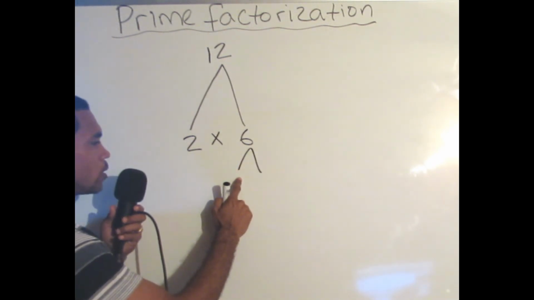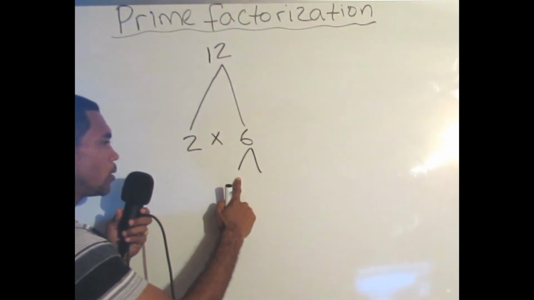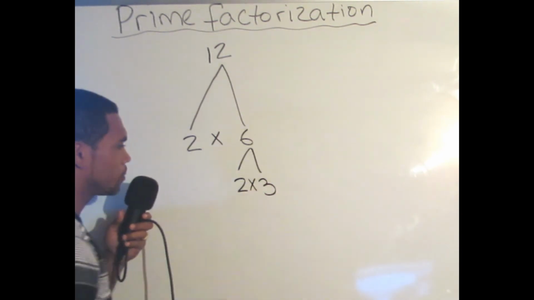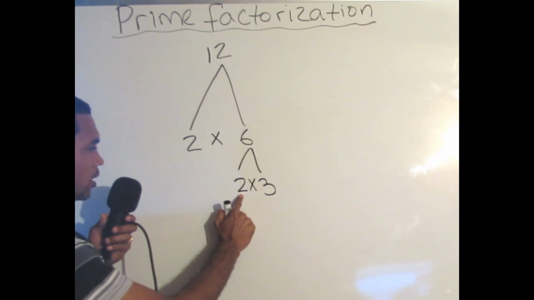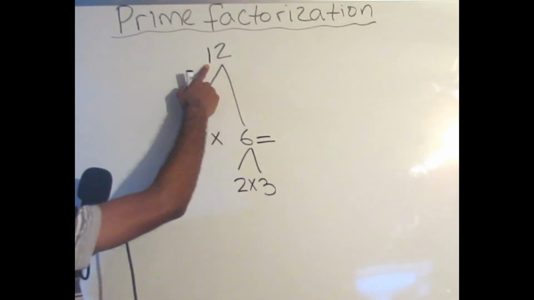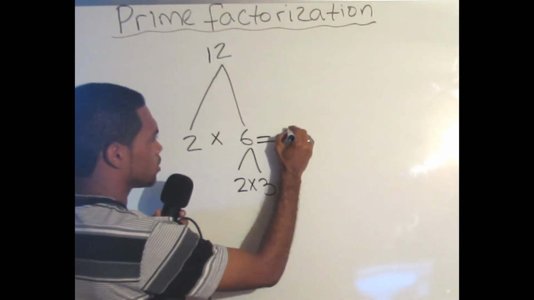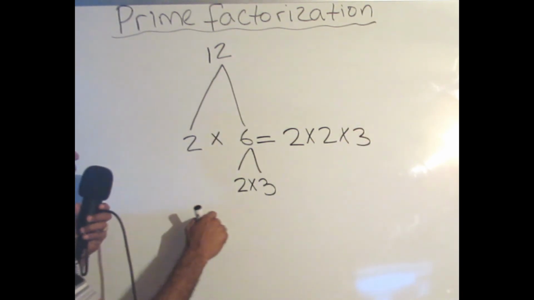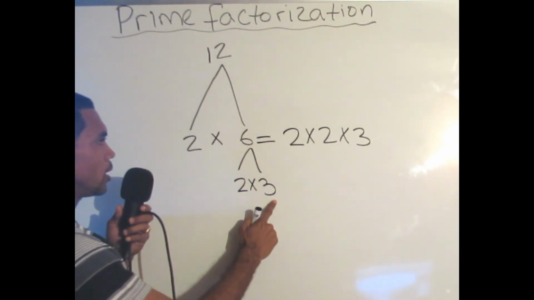But 6 is a composite number, and we're looking for prime. So you ask yourself now, what can we multiply to get 6? And it's 2 times 3. So if you realize now we're done, because this is prime, this is prime, this is prime. So the prime factorization of 12 is 2 times 2 times 3. So remember, to get your answer, you always place your prime numbers from smallest to biggest.